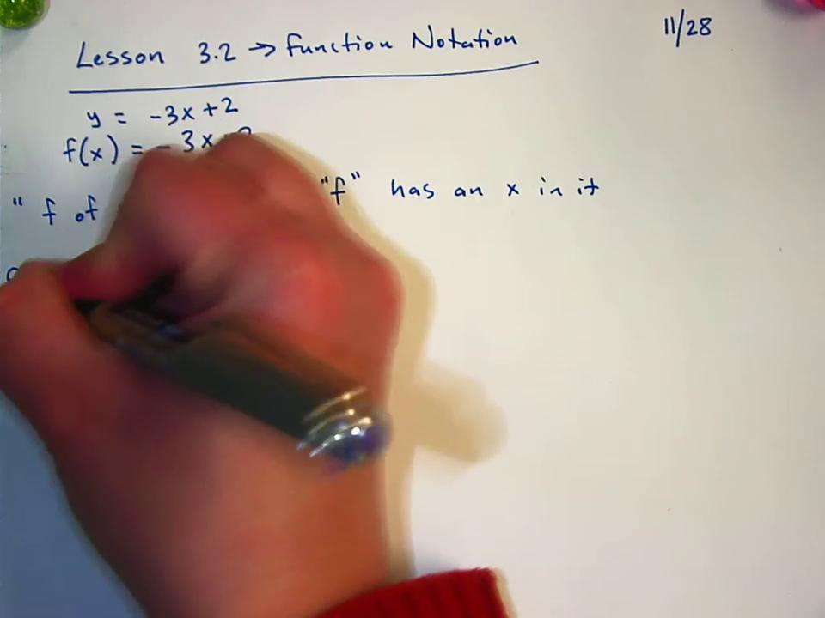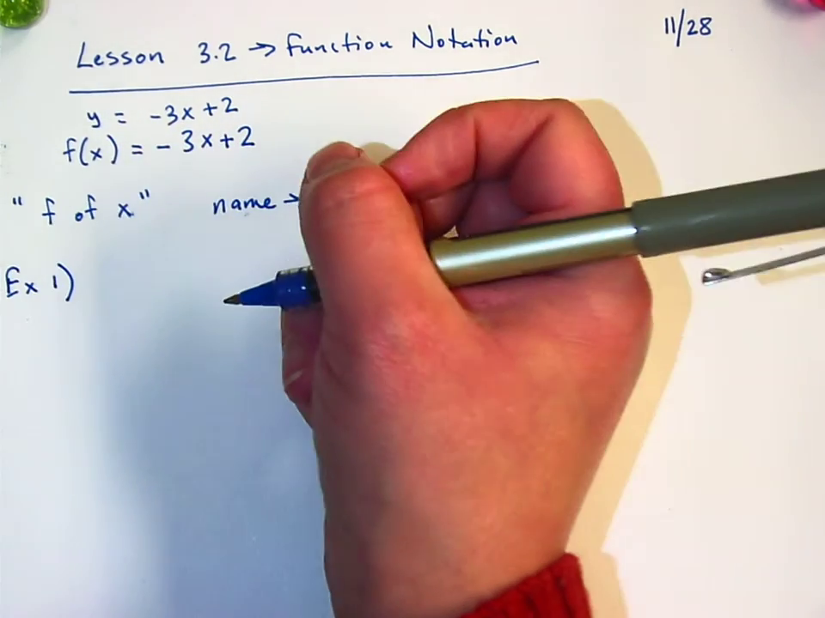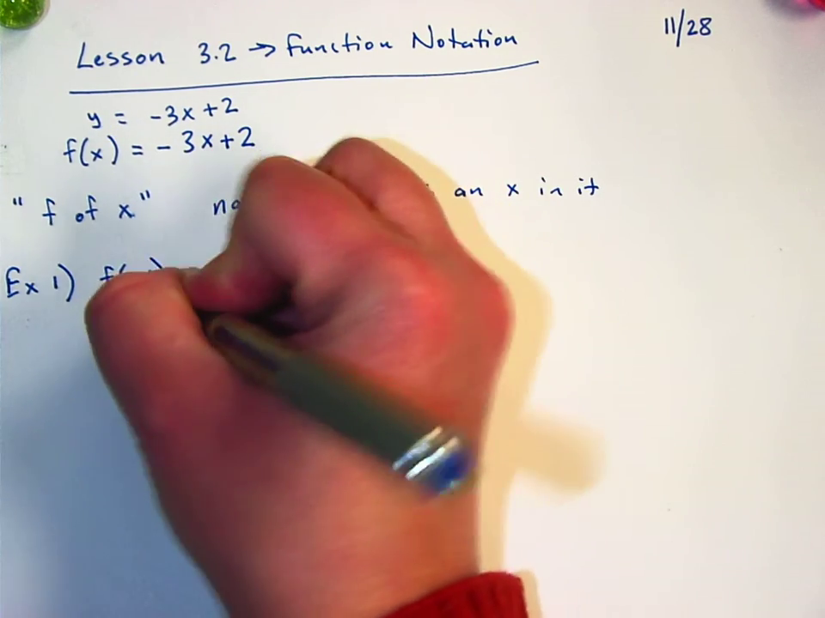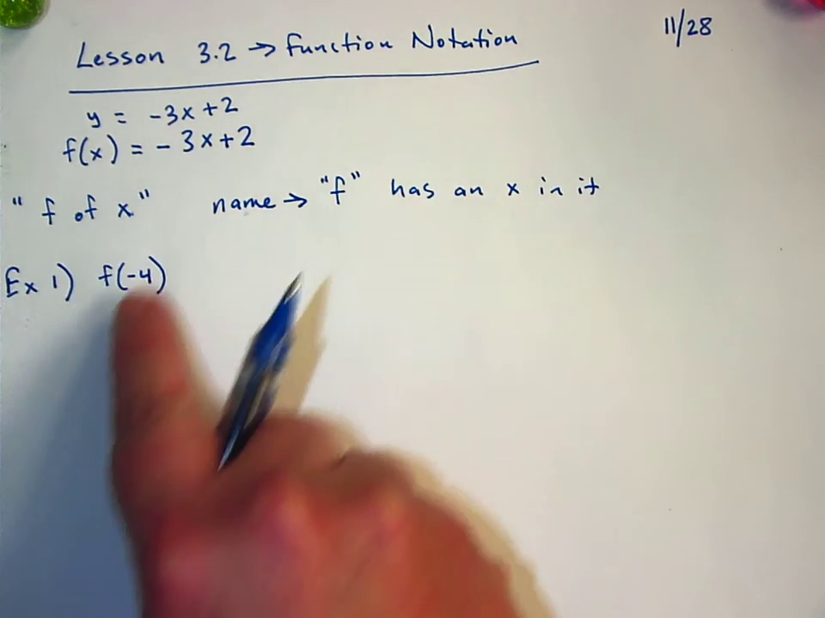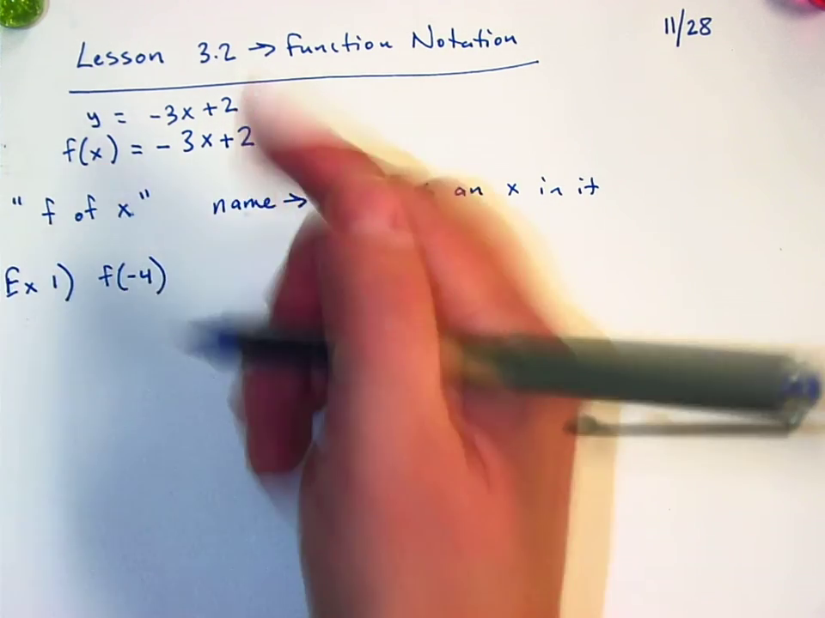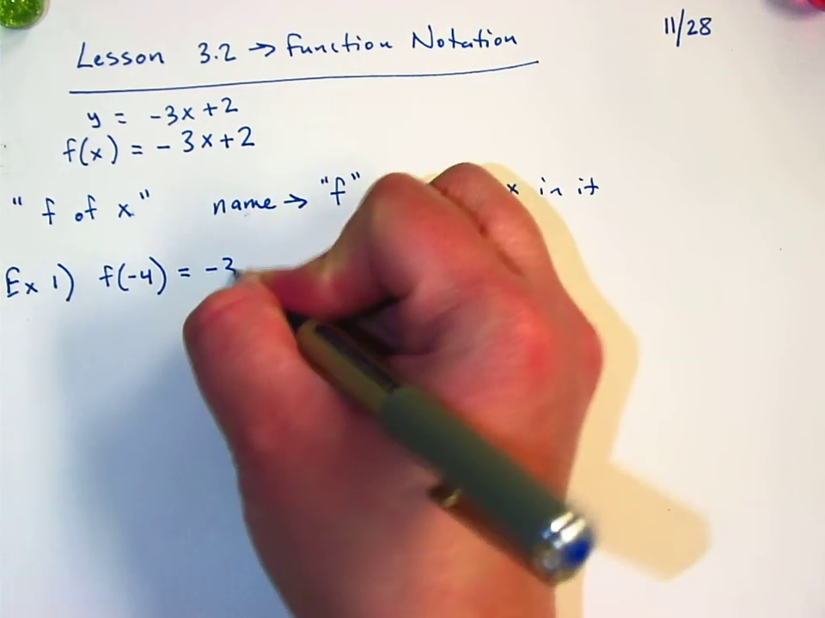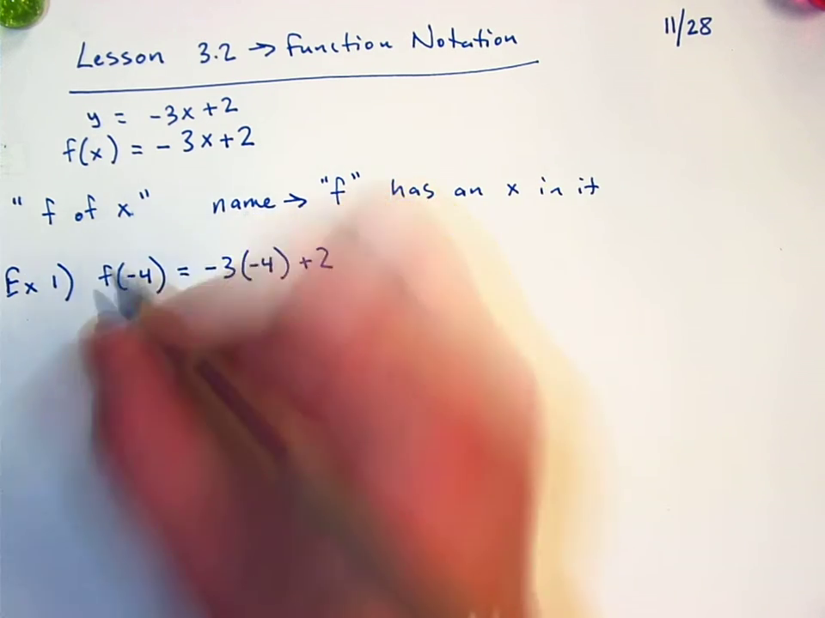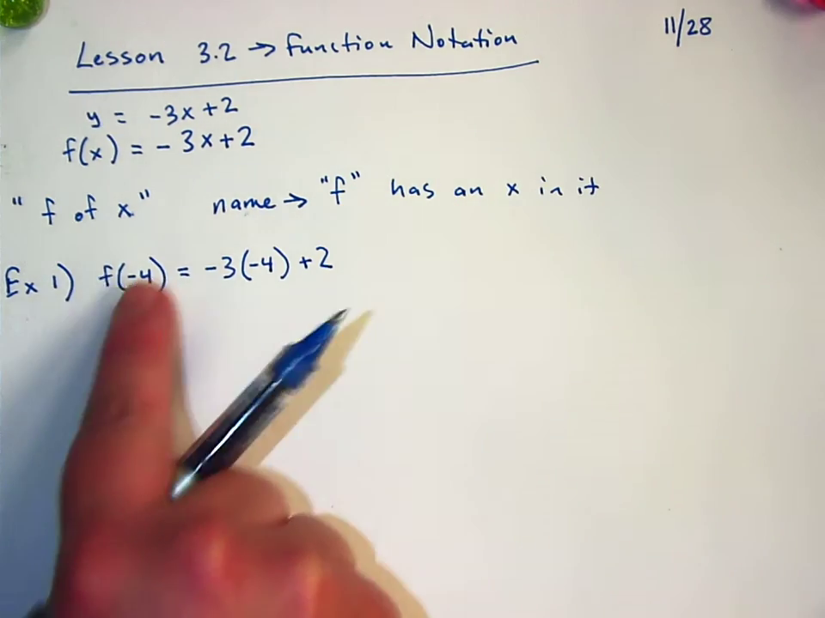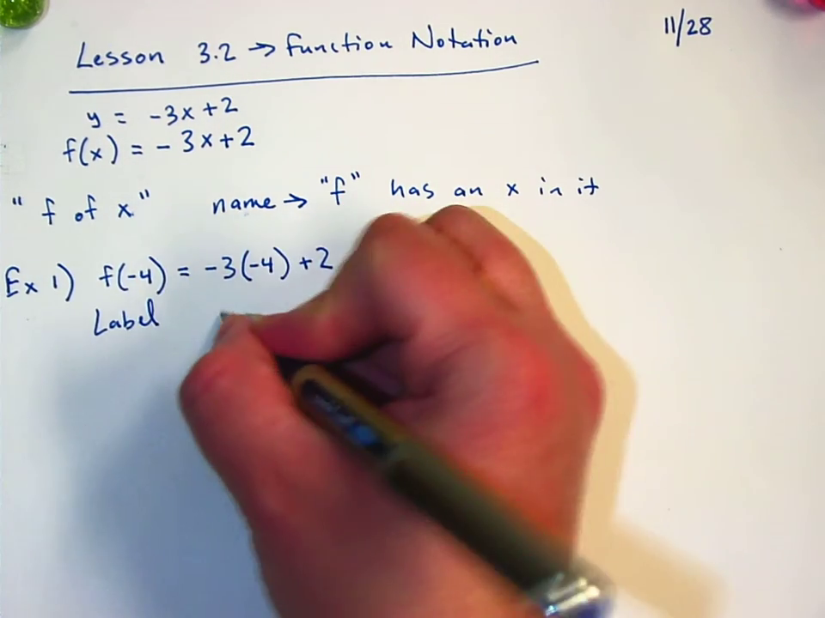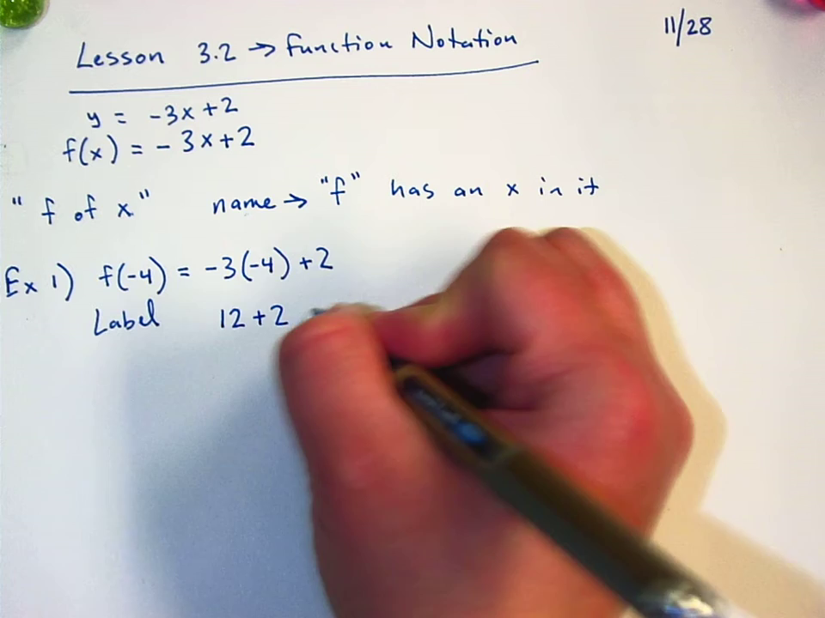So, for example, if the problem says that it wants you to do f of negative 4, then what that means is that you're going to plug in negative 4 in the place of x. So you're looking at this equation here, and you're going to plug in a negative 4 for x. And that's all that notation means. It doesn't mean f times negative 4. This is just a label over here. This is the label side. So that would be 12 plus 2 equals 14.